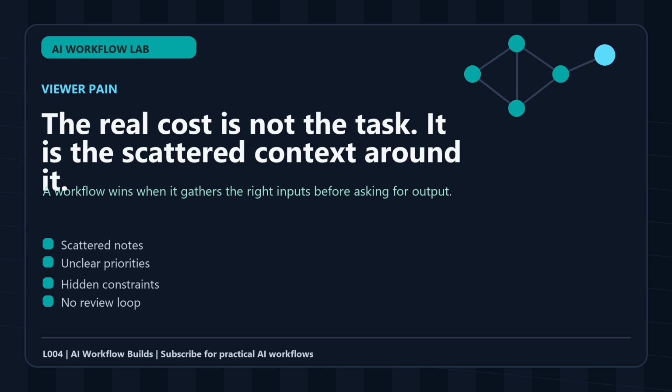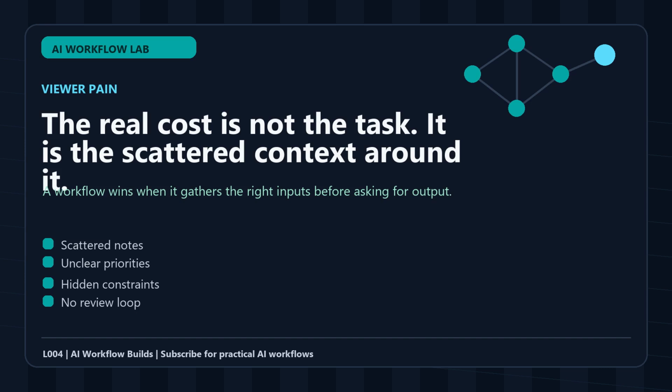So the workflow we build today starts before the prompt. It starts by naming the inputs. What does the assistant need to know? What should it ignore? What counts as a good result? What should be reviewed by a human before anything gets published, sent, bought, or automated? Those questions turn a weak AI interaction into a reusable operating system.